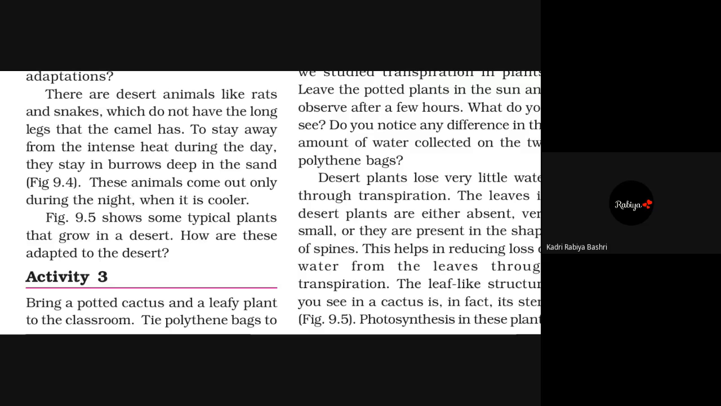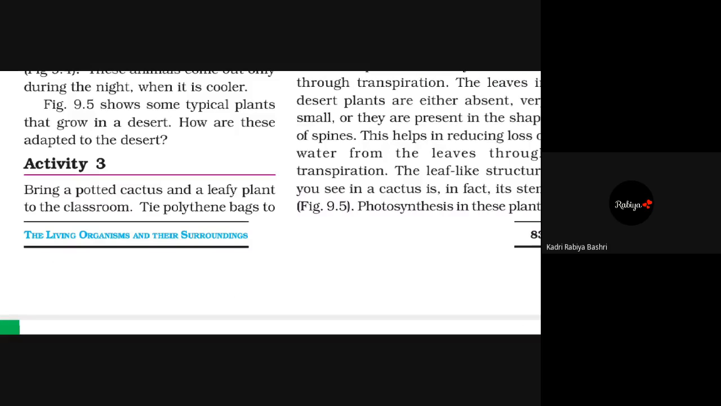Activity number 3. Yes. Who will read? Yes, Rabia, start reading, beta. Yes, ma'am.